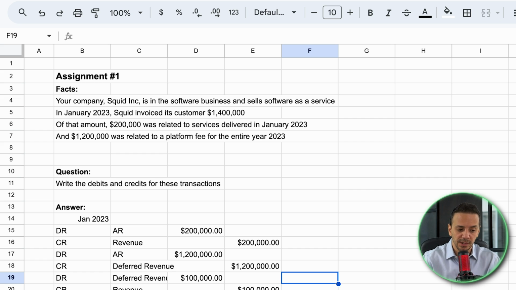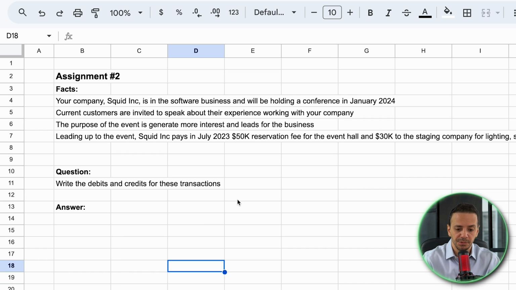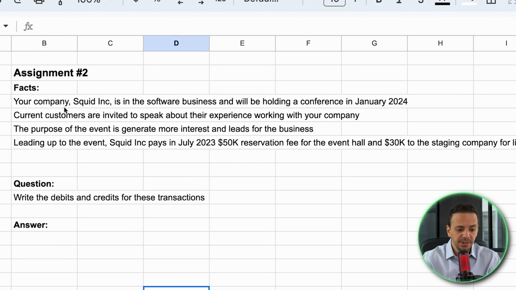All right, let's move on to assignment number 2, which is an expense recognition assignment. Your company, Squid Inc., same company, is in the software business and will be holding a conference in January of 2024. Current customers are invited to speak about their experience working with your company. The purpose of the event is to generate more interest and leads for the business. Leading up to the event, Squid Inc.